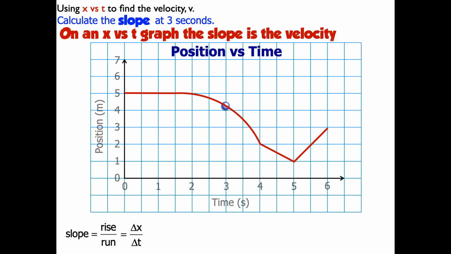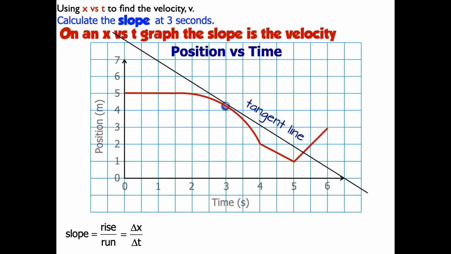So here's my point on the curve at 3 seconds. Now, because it's curved, not a straight line, what I need to do is find a tangent line to this point where the dot is on the graph. Now, remember, the tangent line is a line that touches the curve at one and only one point, and it's supposed to be parallel to this point, so it doesn't go straight through the line.